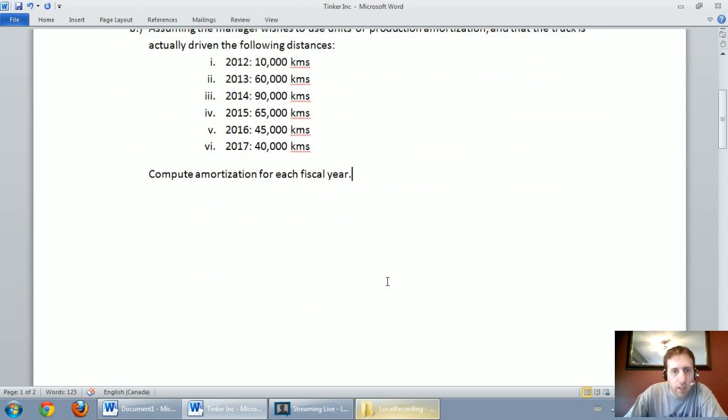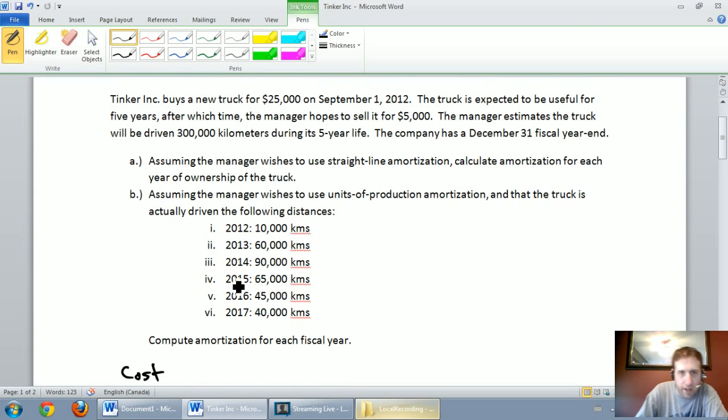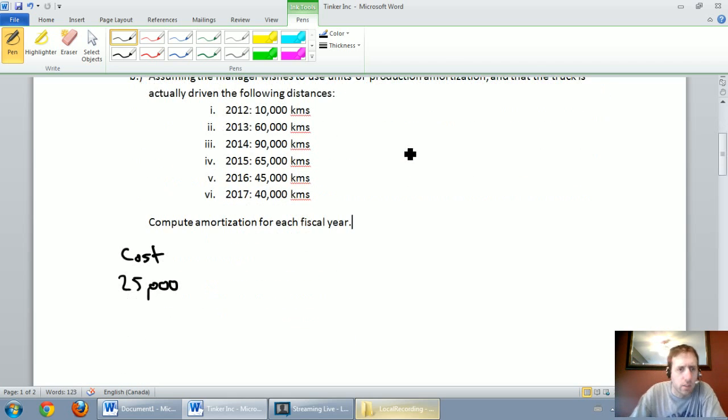Much like straight line, we start out the same way. Here's the cost of our asset, and the cost of our asset was $25,000. We expect to recover from that asset $5,000 at the end of its life, after we've driven it as far as we want to take it. We're going to be able to either trade it in or sell it on the used market for $5,000. Now, we don't call that the trade-in value or the resale value in accounting. There's a technical term for that. We call it the residual value, and that's our residual value here.